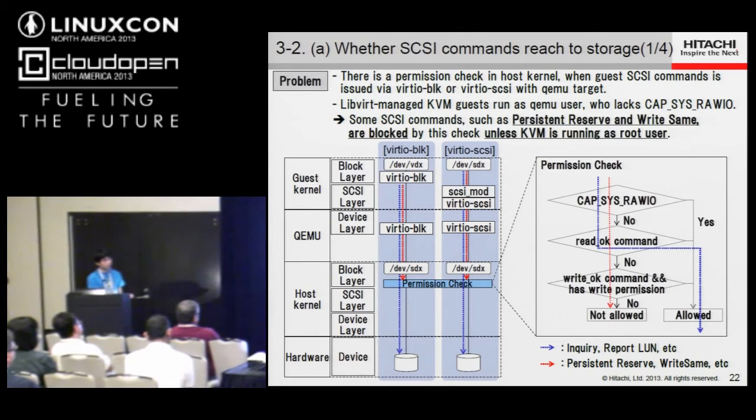Inquiry and report LUNs SCSI commands are read OK commands. So they are allowed to be issued even when QEMU does not have CAP_SYS_RAWIO. However, persistent reservation and write same are neither read OK commands nor write OK commands. So these SCSI commands are not allowed to be issued if the QEMU process does not have CAP_SYS_RAWIO. Therefore, some SCSI commands such as persistent reservation and write same are blocked by this check unless KVM is running as root user.